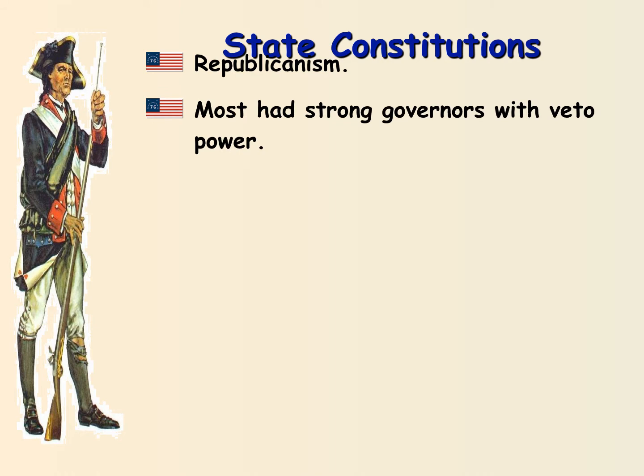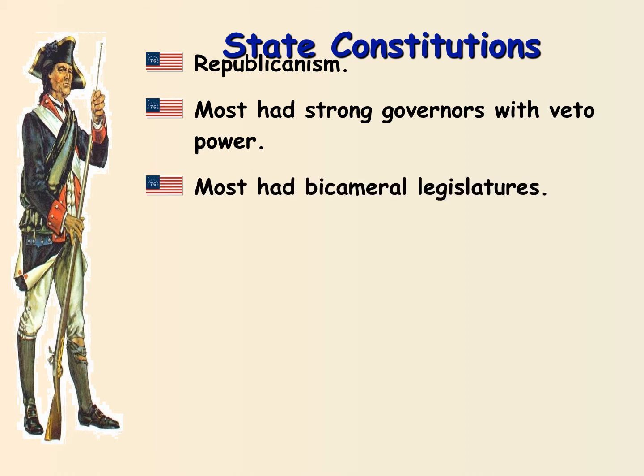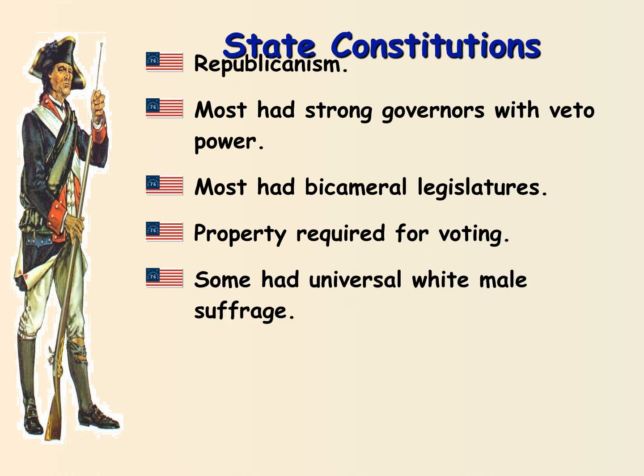Most had strong governors with veto power, okay, much like we have today with a president, and also our governor has veto power. They had bicameral legislatures. That means they had two houses, like a Senate and a House of Representatives, like an upper and a lower house. Property was required for voting. Some had universal white male suffrage, meaning all white men could vote. Suffrage means the right to vote.